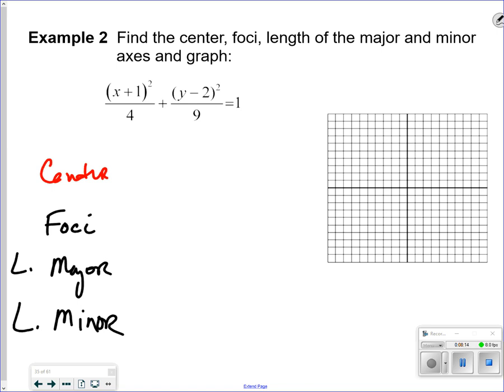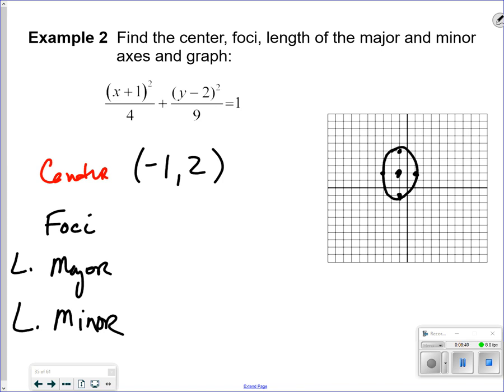Here we go. Center, -1, 2. I highly recommend you go ahead and graph it at this particular moment. So I go to -1, positive 2. The x under x is 4. So that means I go to the right 2 and to the left 2. Under y is 9. So that means I go up 3 and down 3. So there is my elliptical shape. So it's kind of an elongated football.